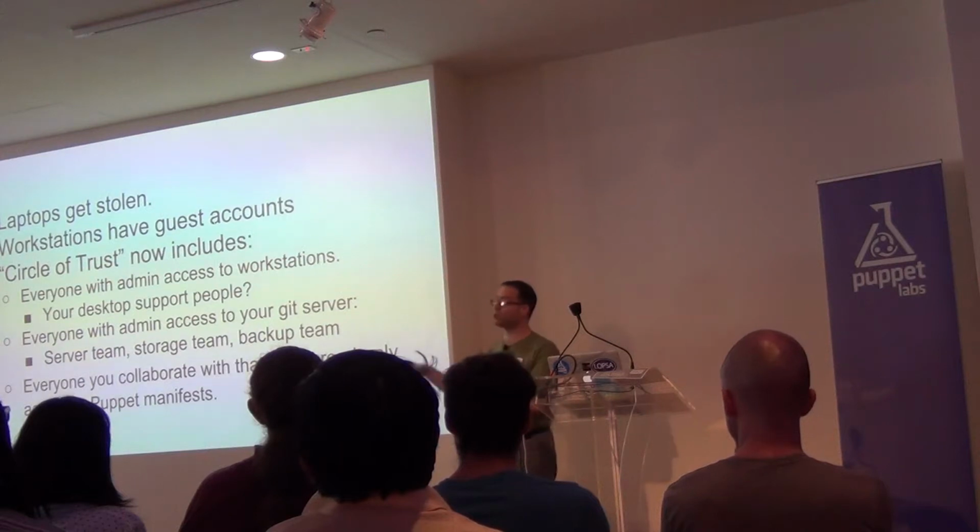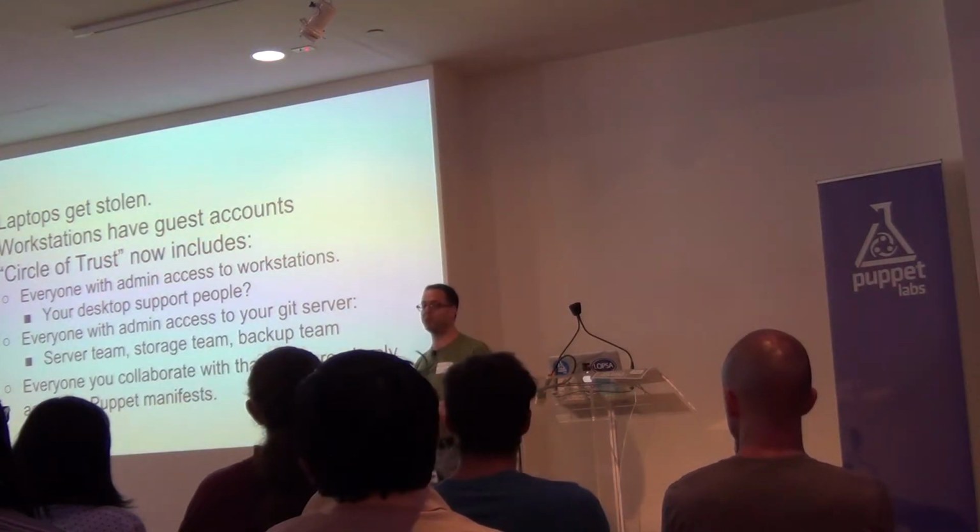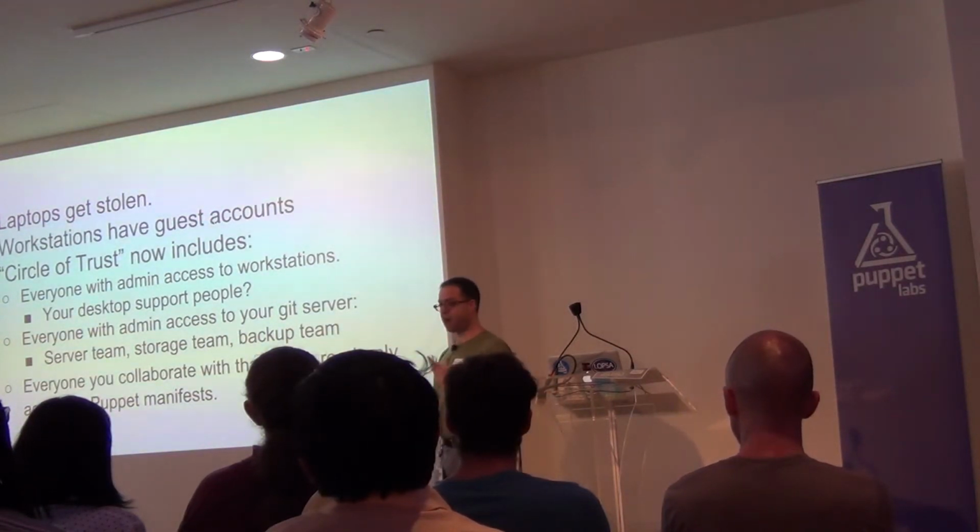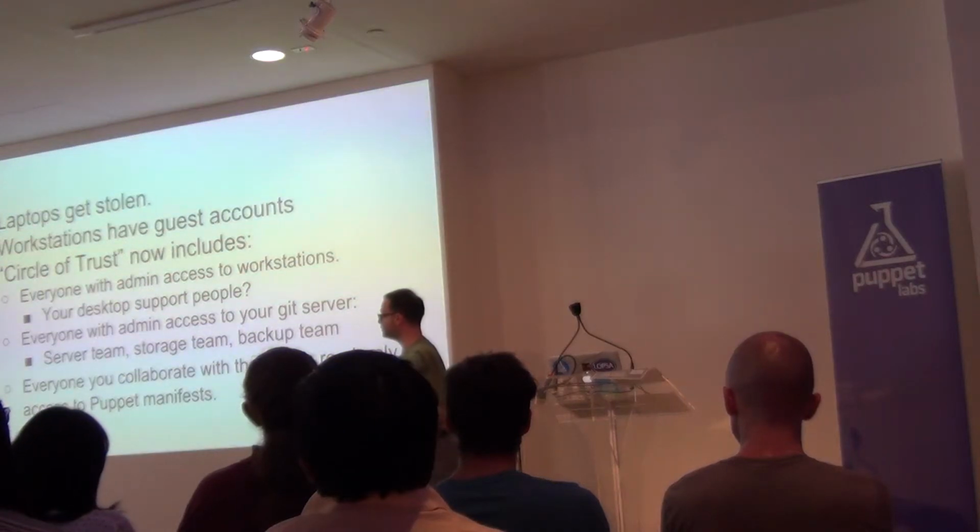And now anyone you're doing that kind of collaboration with is in your circle of trust. And so when we total this all up, this can be dozens of people when typically maybe 5 or fewer people have access to these kind of secrets.